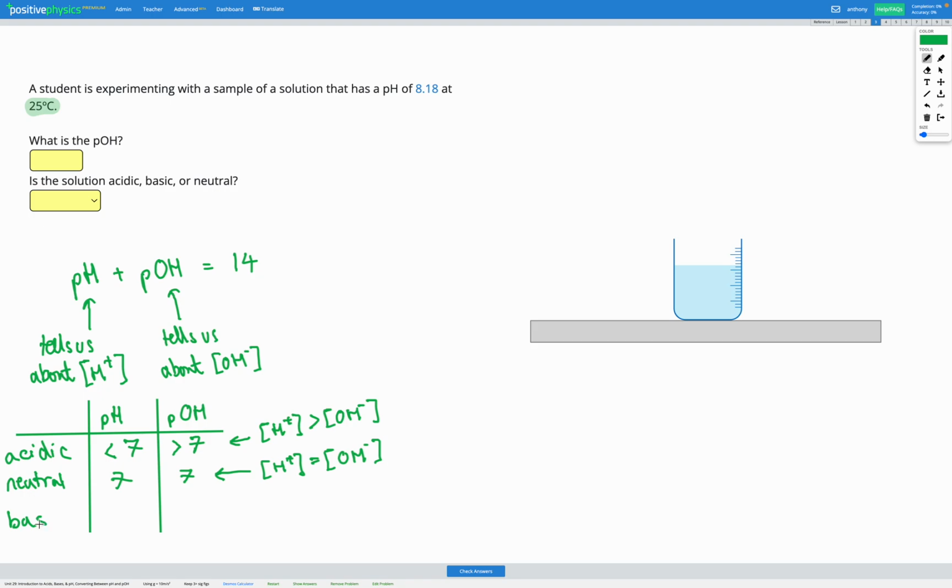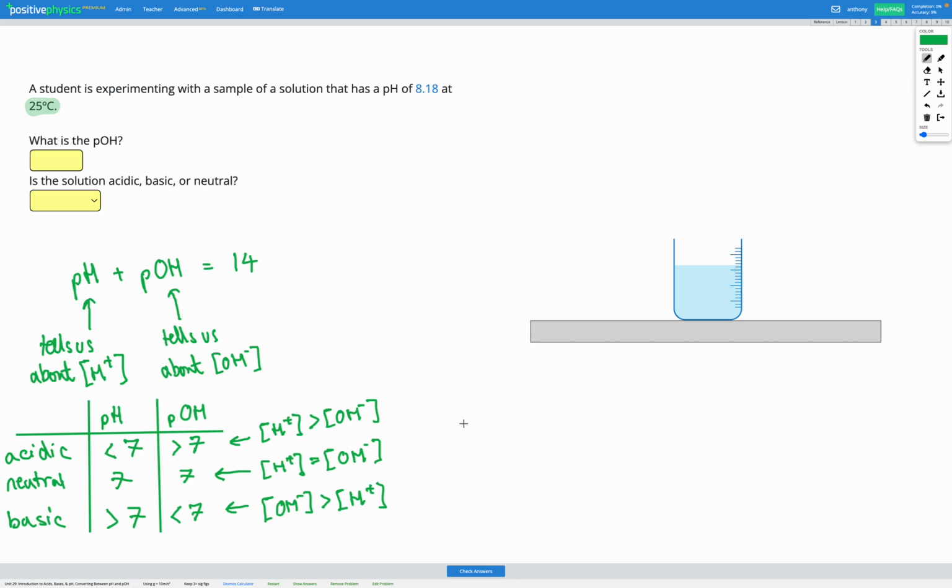Finally, in basic solutions, we know the pH is greater than 7. According to our equation, pH plus pOH is equal to 14. So if our pH is greater than 7, our pOH must be less than 7. And that's telling us that the concentration of OH minus is greater than the concentration of H plus.